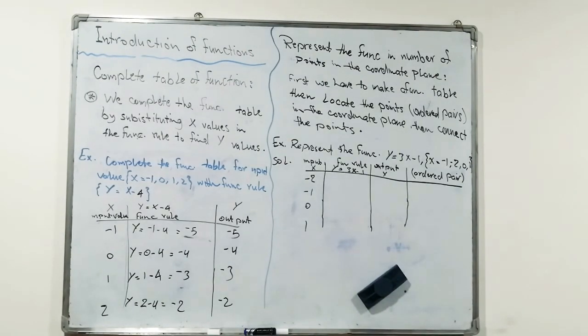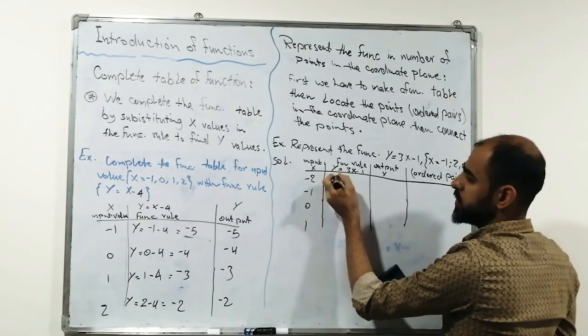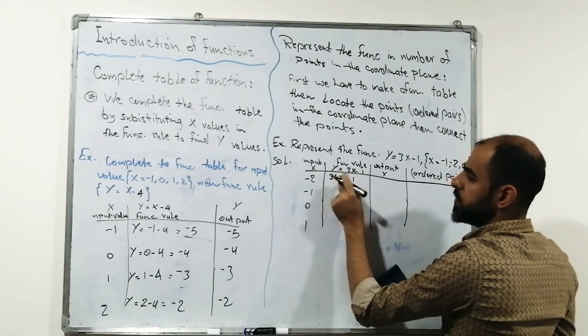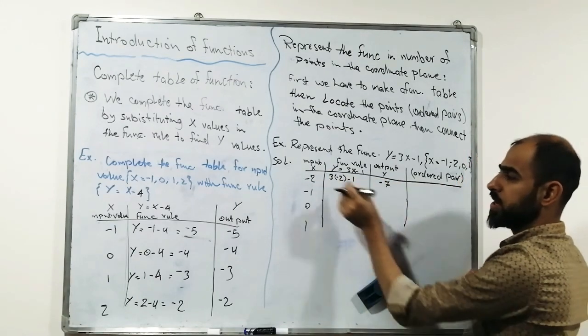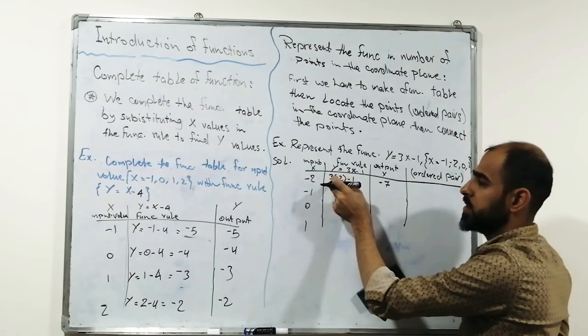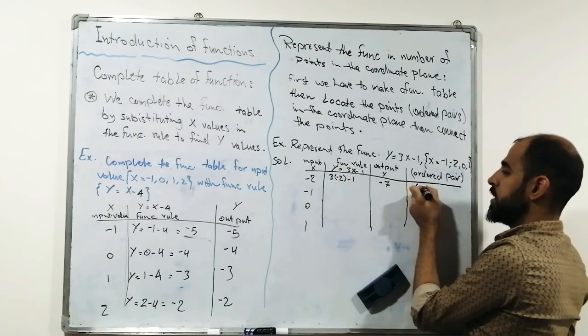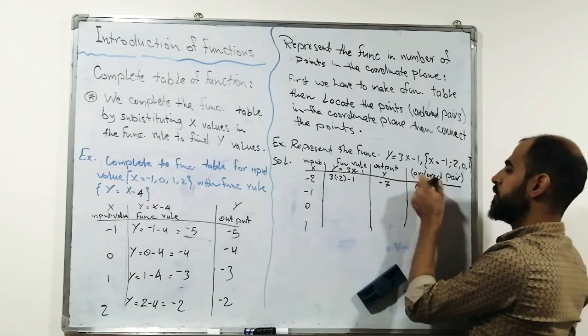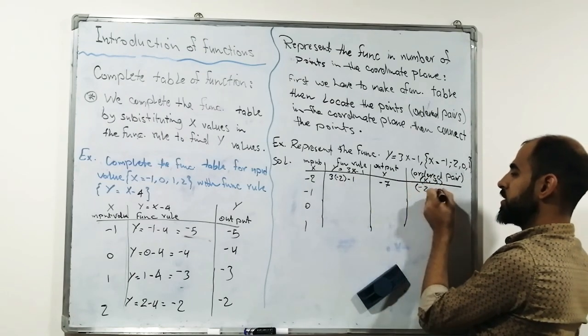Now substitute the value of x in the function rule to get the value of y. Here we have 3, and instead of x we will put minus 2. 3 times minus 2 is minus 6, and minus 1, the same sign, so we make addition. It will be minus 7. The first ordered pair is x and y: x is minus 2, y is minus 7.